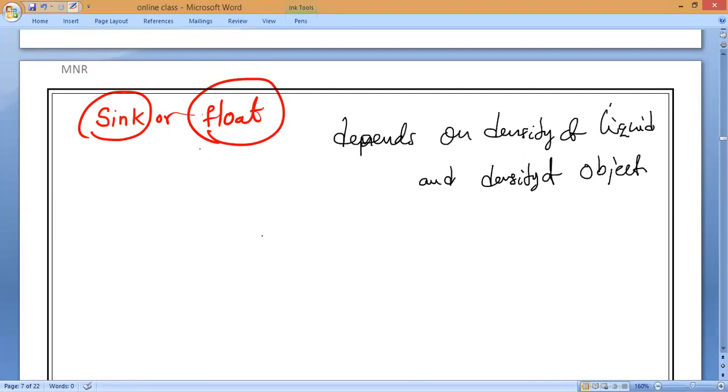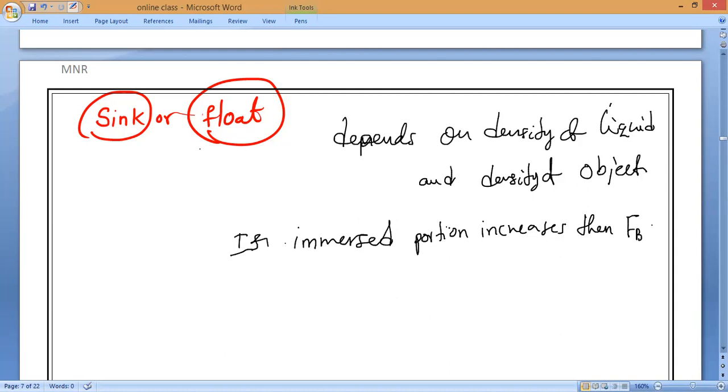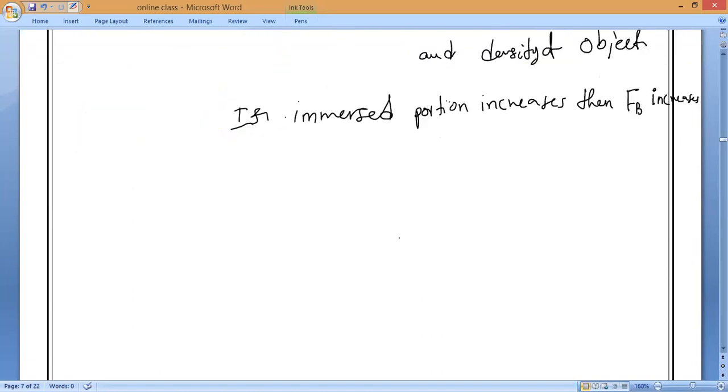Now, we have made so many conclusions. Just remember that if the immersed portion increases, does the buoyancy force increase or decrease? Increases. Because the immersed portion is less, the buoyancy force is less. The immersed portion is greater, the buoyancy force is also greater.